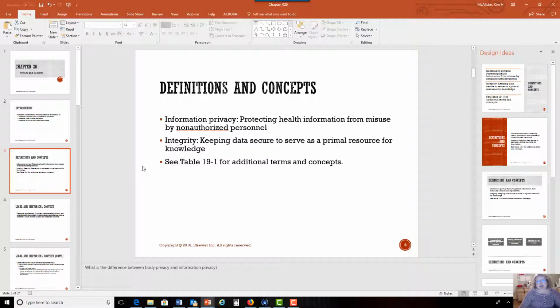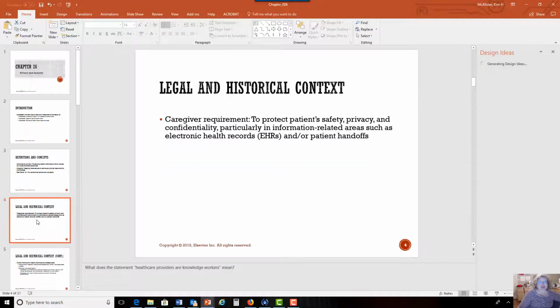And believe it or not, this was addressed as far back as 1860 by our very own Florence Nightingale. She brought up the issue at that time when she wrote Notes on Nursing. If you haven't read that, I highly encourage you to. You will be amazed at what you'll learn that you'll already know, and what a huge impact she had on nursing. Also, we want to look at informational privacy, and that's protecting health information from misuse by non-authorized personnel. Integrity is keeping data secure to preserve it as a primal resource for knowledge. And you can look at Table 19-1 for more information about other definitions and concepts which are relevant to this discussion.